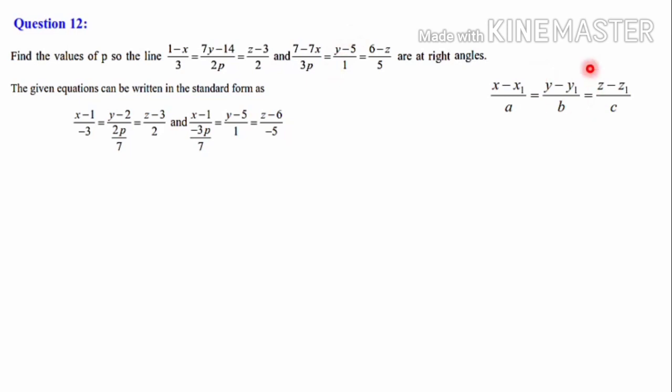This is similar to y minus y1 by b. This is having some problem, z should be first, which means you have to take a minus and put it in the denominator. So z minus 6 by minus 5. Now both the equations are in standard form.